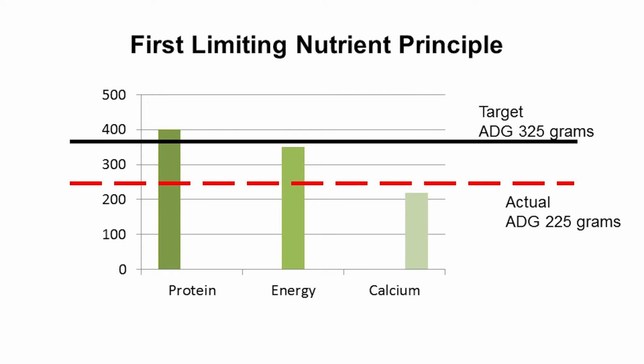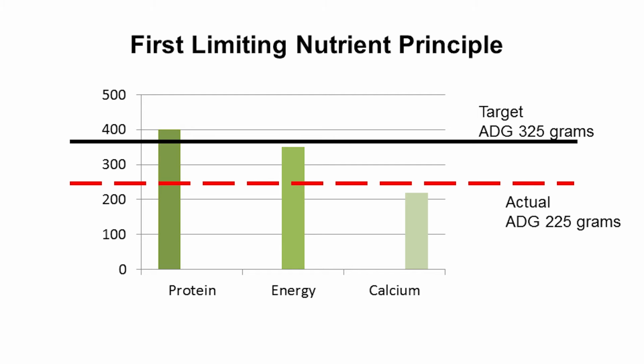So ration balancing is quite simply matching the amount of nutrients supplied with the nutrients required by the animal. It sounds easy, but if we don't get it right, there can be some dire consequences both for your pocketbook and for the health of the sheep. One principle that nutritionists like to talk about is that called the first limiting nutrient.